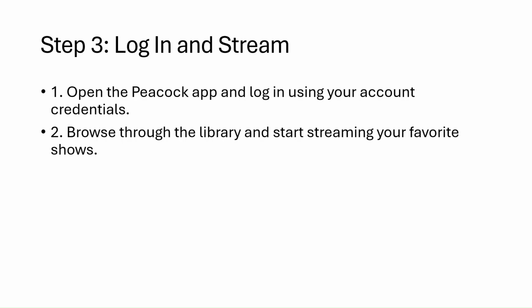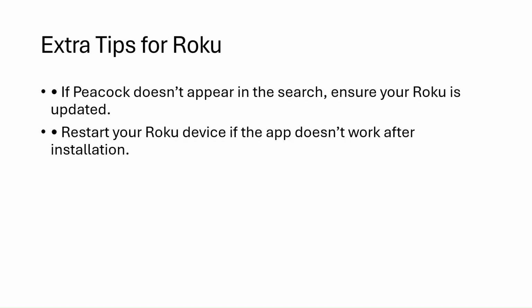Step 3. Log in and stream. Open the Peacock app and log in using your account credentials. Browse through the library and start streaming your favorite shows.